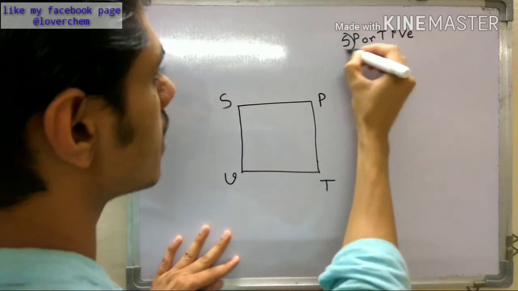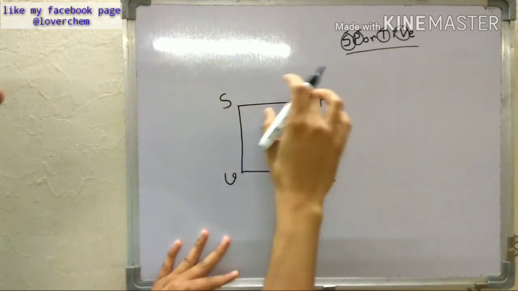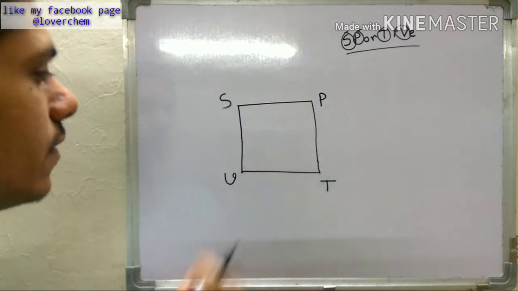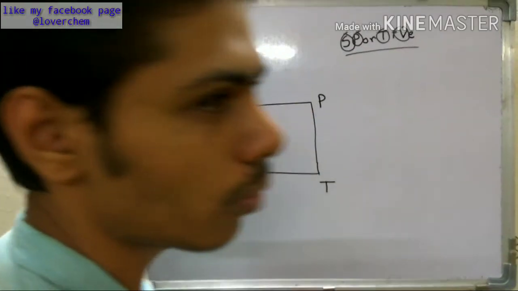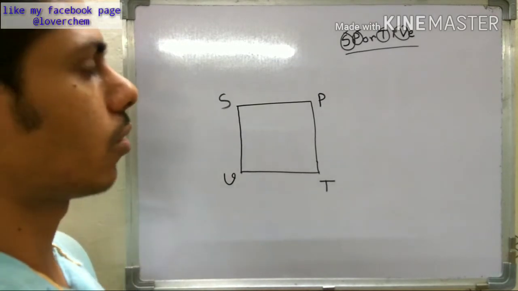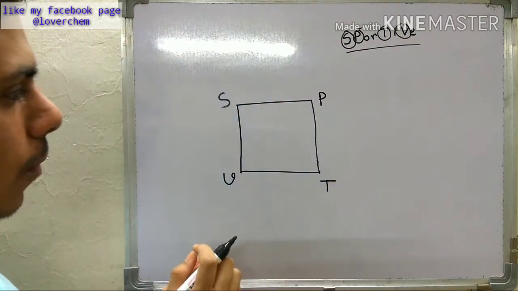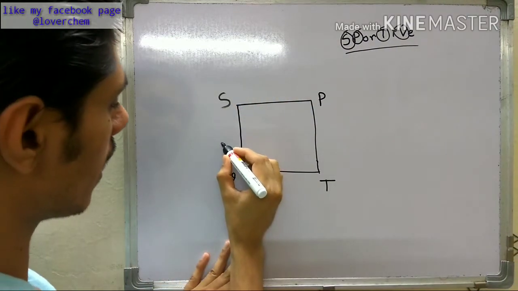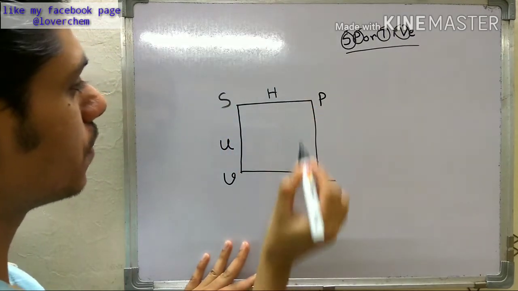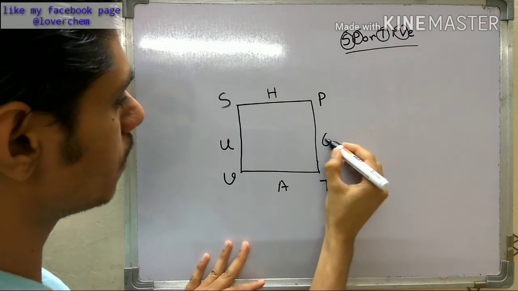This SPTV word, if you remember it, you can easily recall the order S, P, T, V. Now this was taught by one of my very good physical chemistry teachers in my BSc days. Okay, so now you have to put the other thermodynamic properties: here you put U, that is S, U, V, and here H, P, and here V, A, T, and here P, G, T.